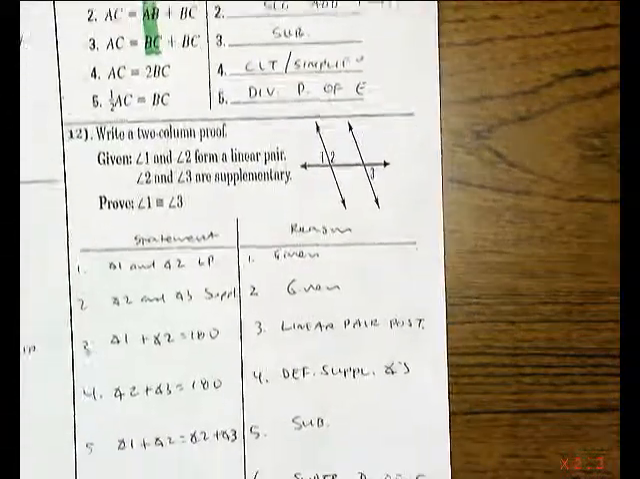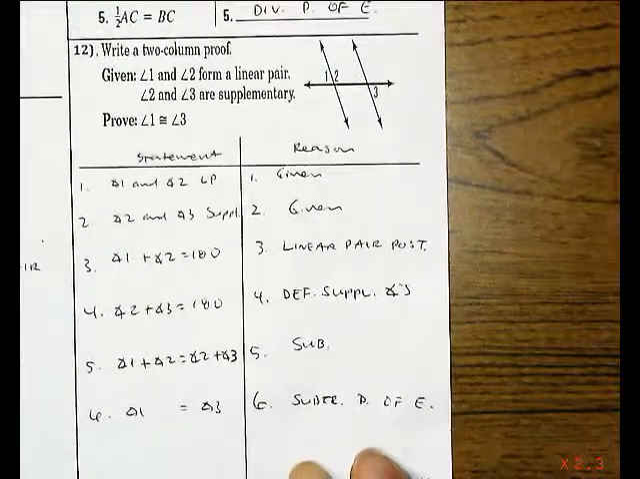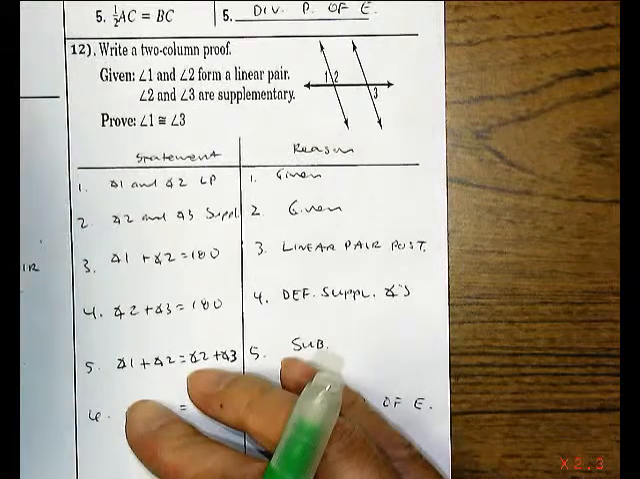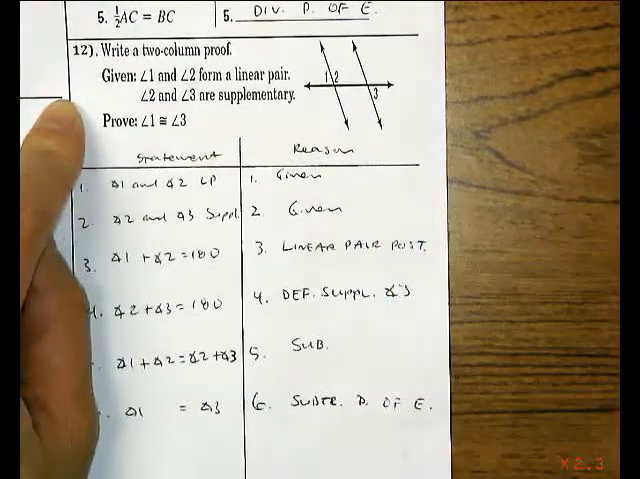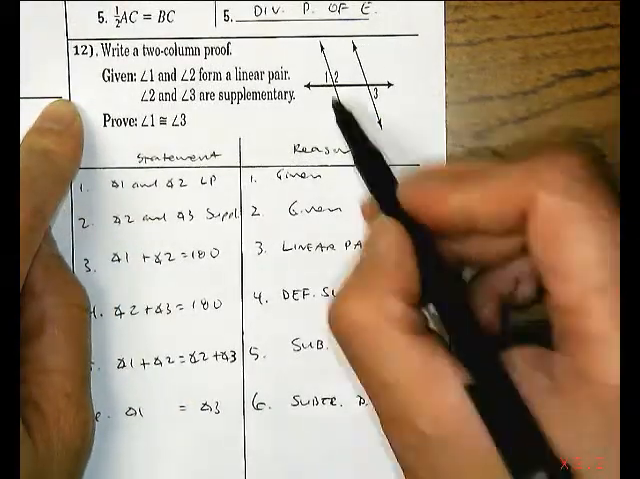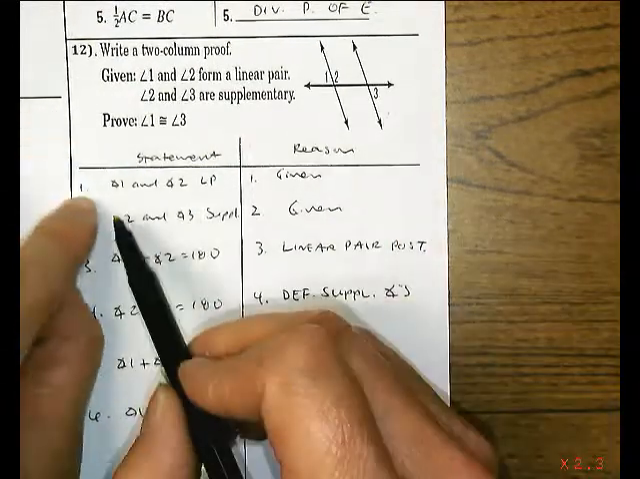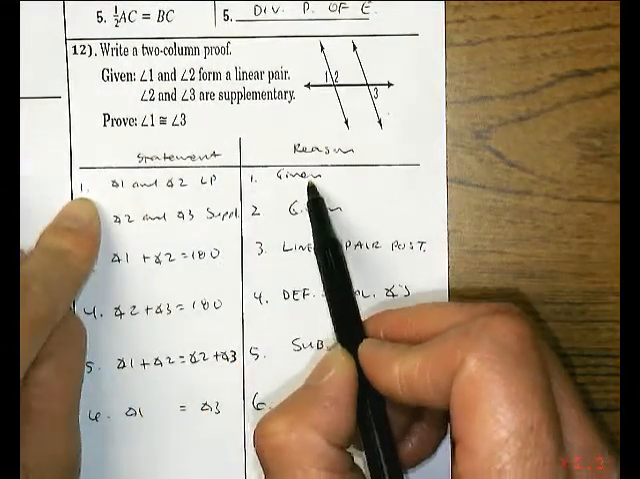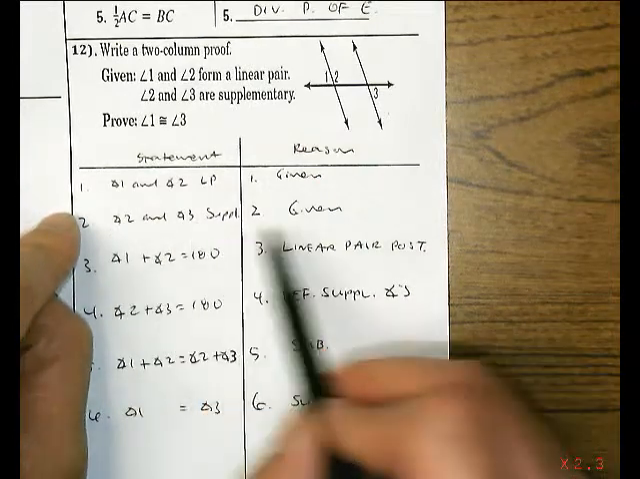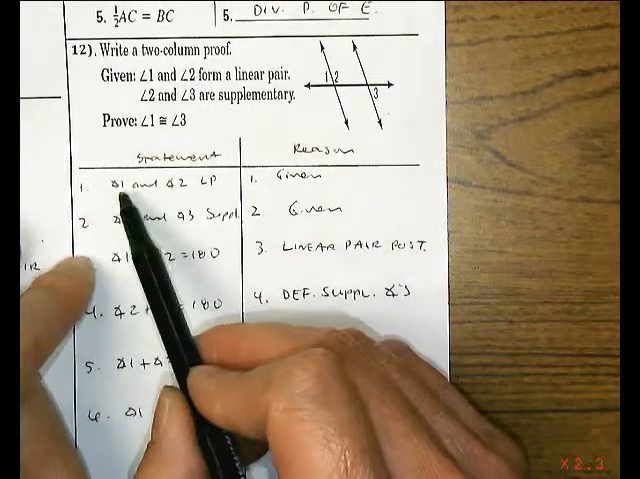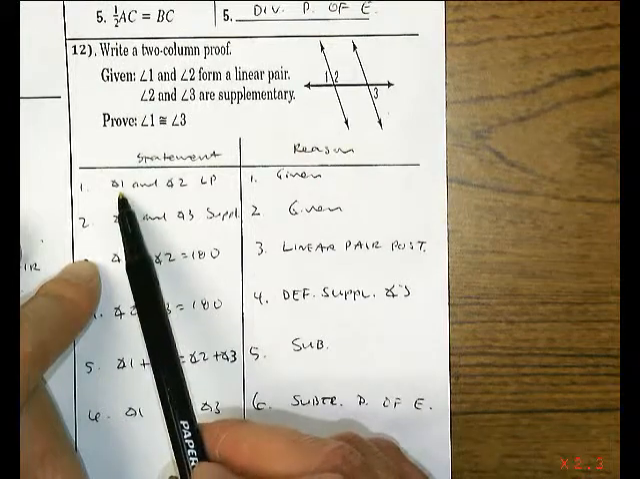Question number 12. It's a blank proof. You had to come up with that. Here's your picture. Prove angle 1 equals angle 3, and essentially what you're doing is you're not using alternate exterior angles. So 1 and 2 are a linear pair. It's given. 2 and 3 are supplementary. Given. Essentially what I'm doing is I'm taking 1 and 2 now.